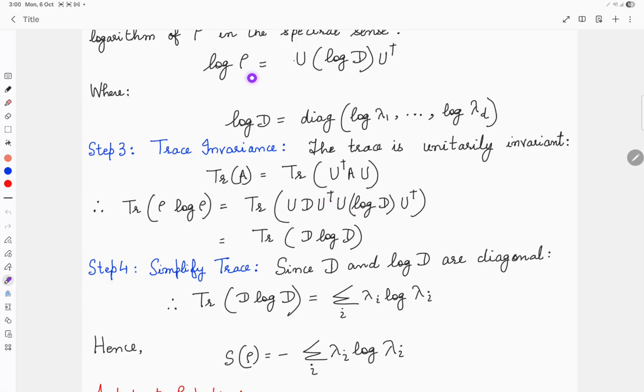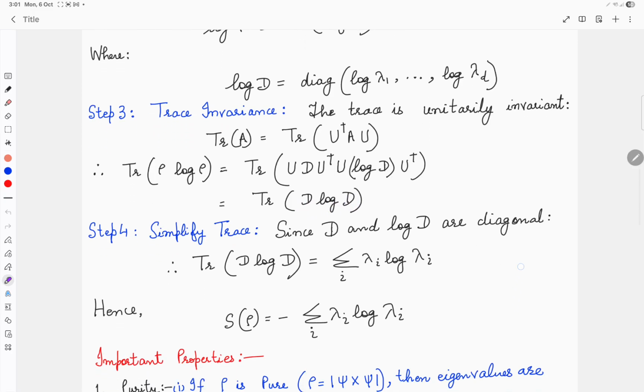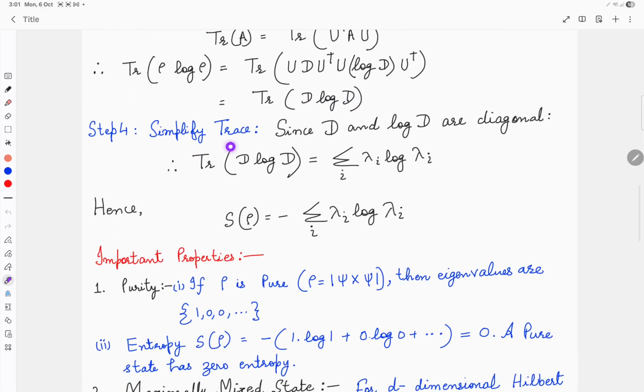log rho, we know this is equal to U log D U dagger. So we are replacing rho and log rho with the specific values. Rho will be U D U dagger, and log rho will be equal to this. So you will see that here U and U dagger will lead to identity, U and U dagger will again lead to identity, and what we are left with is trace of D log D. Right. So the fourth step is simplify the trace.